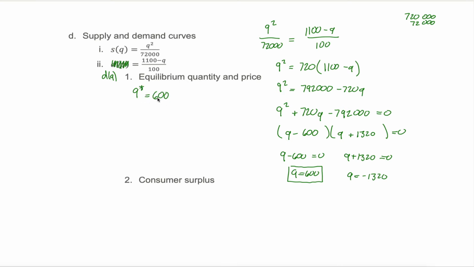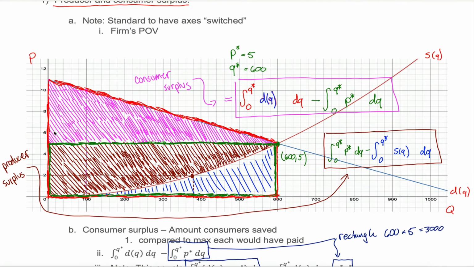And once I know Q star, I can figure out P star by taking that 600 and plugging it into either of these two equations. It doesn't matter which one, whichever one's easier for you to calculate. I don't love the idea of squaring 600, so I'll use the demand equation instead. I'll take 1,100 and subtract 600 and then divide that answer by 100. 1,100 minus 600 is 500, and 500 divided by 100 is exactly 5. So P star must be equal to 5. Oh, right, that's exactly what I saw in this picture up here.